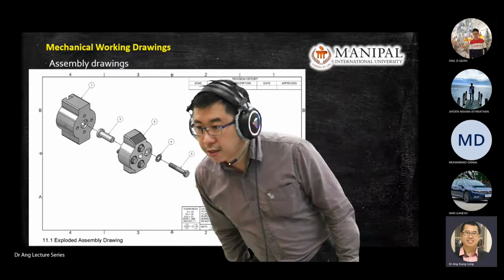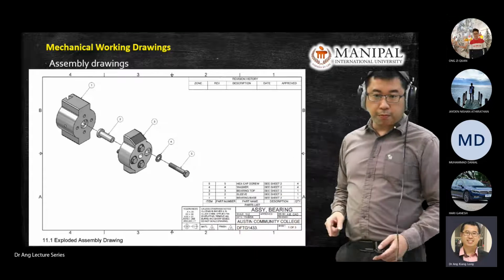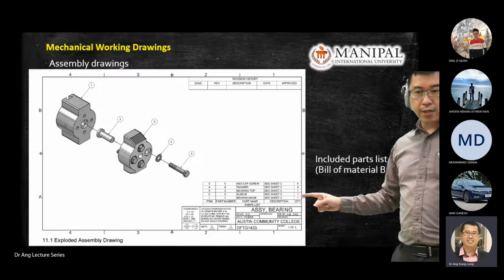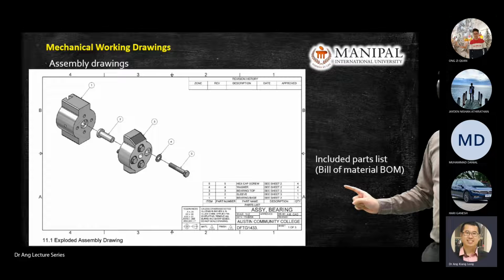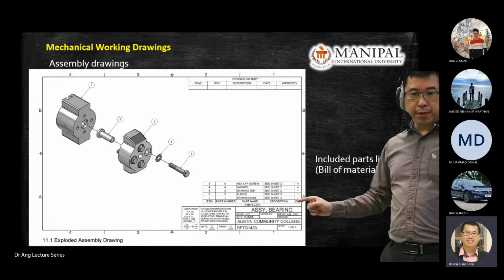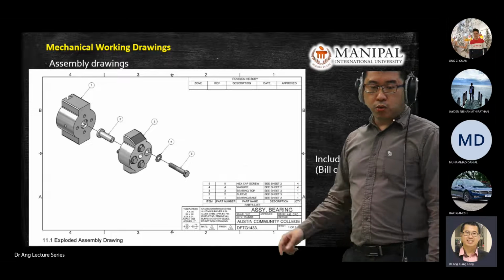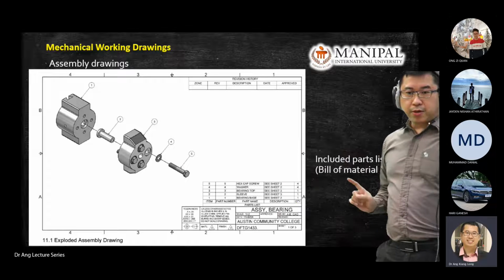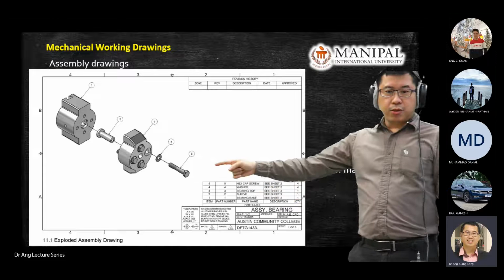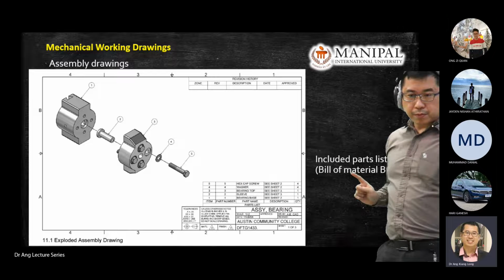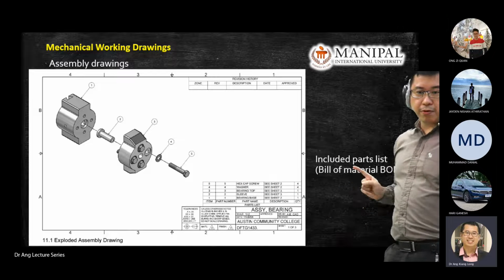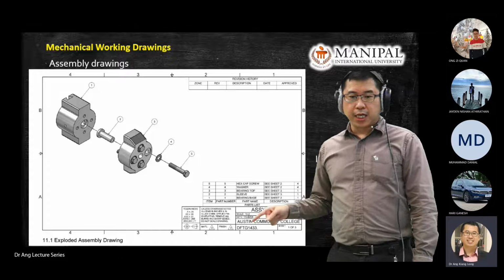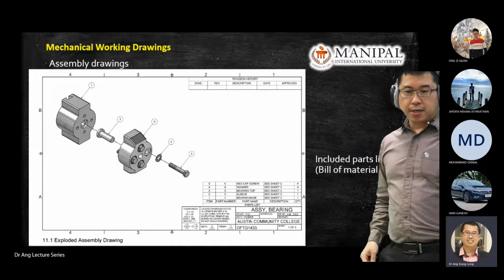Yes, this is a part list, or we call it BOM, or bill of material. So there will be a part list in your drawing later on. So today's homework, besides generating the 3D model, is that on your hand, when you draw the exploded view, you should have the bill of material ready by next meeting, by next lecture.